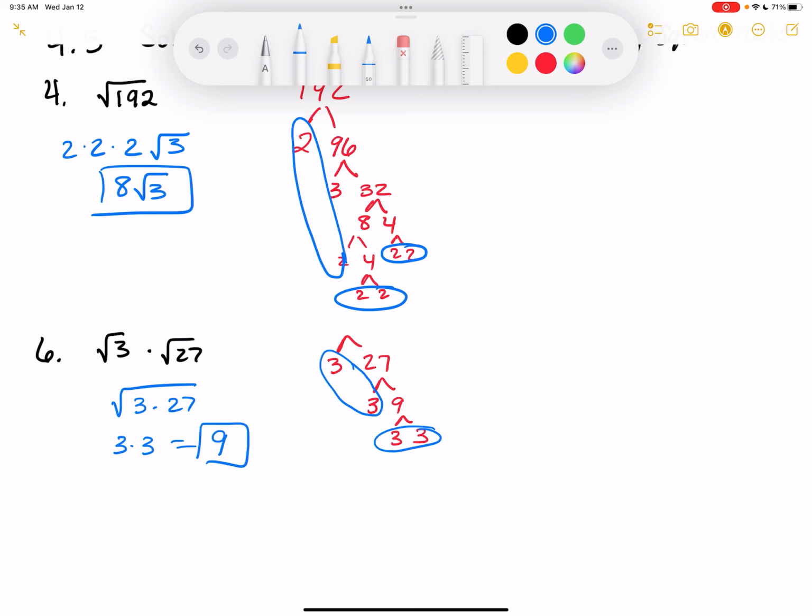Does that mean 3 times 27 multiplied would be a perfect square?